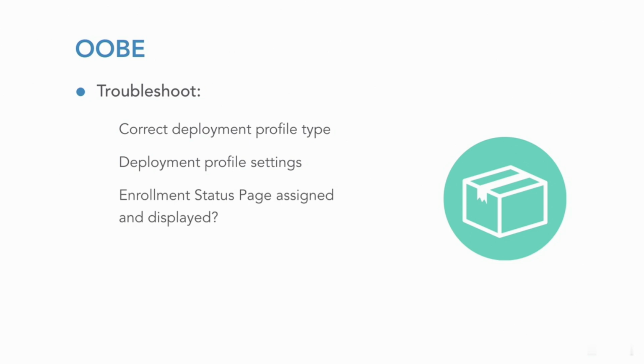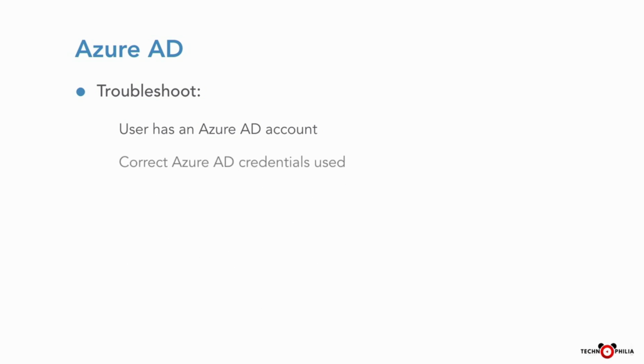During the Autopilot setup process, Azure Active Directory will authenticate the user and join the device to Azure AD, and then automatically enroll the device into Intune. You should focus your troubleshooting on ensuring that the user has an account within Azure AD. If the user cannot log in, check that they're using the correct credentials. Ensure that the user has not exceeded the maximum device limit quota in Azure AD.